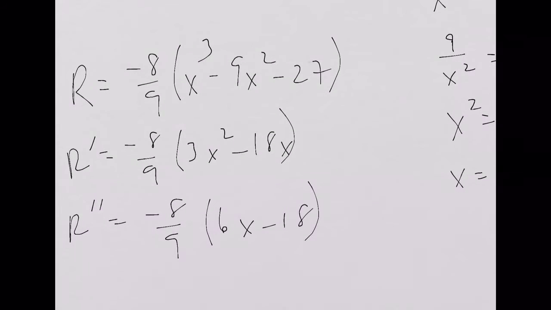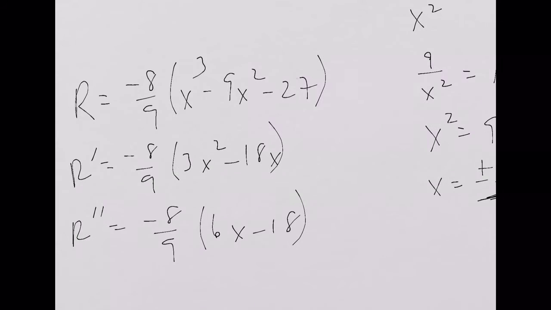Simplifying that a little bit, that would be negative 16 thirds x plus 16. So this I could set equal to 0. Let's go to a new page.